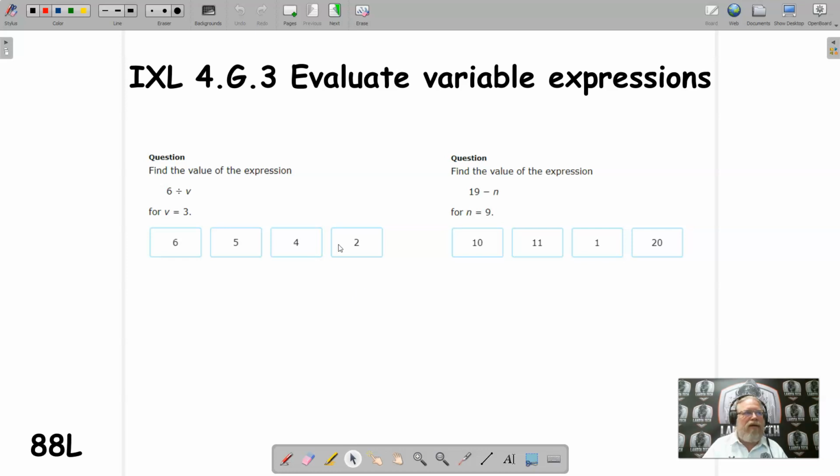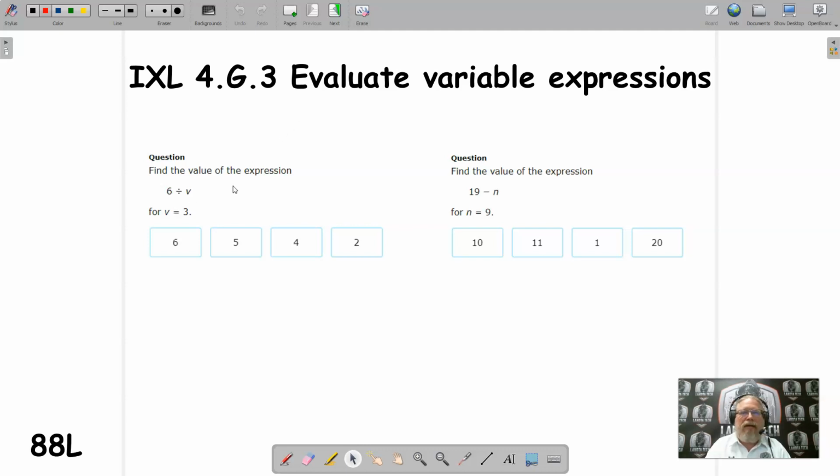Hello, this video is for IXL Activity 4.G.3 titled Evaluate Variable Expressions. The three-character code for this activity is 88 Lima. In this activity, what they want you to do is substitute a given value for the variable into the expression and then go ahead and solve it.